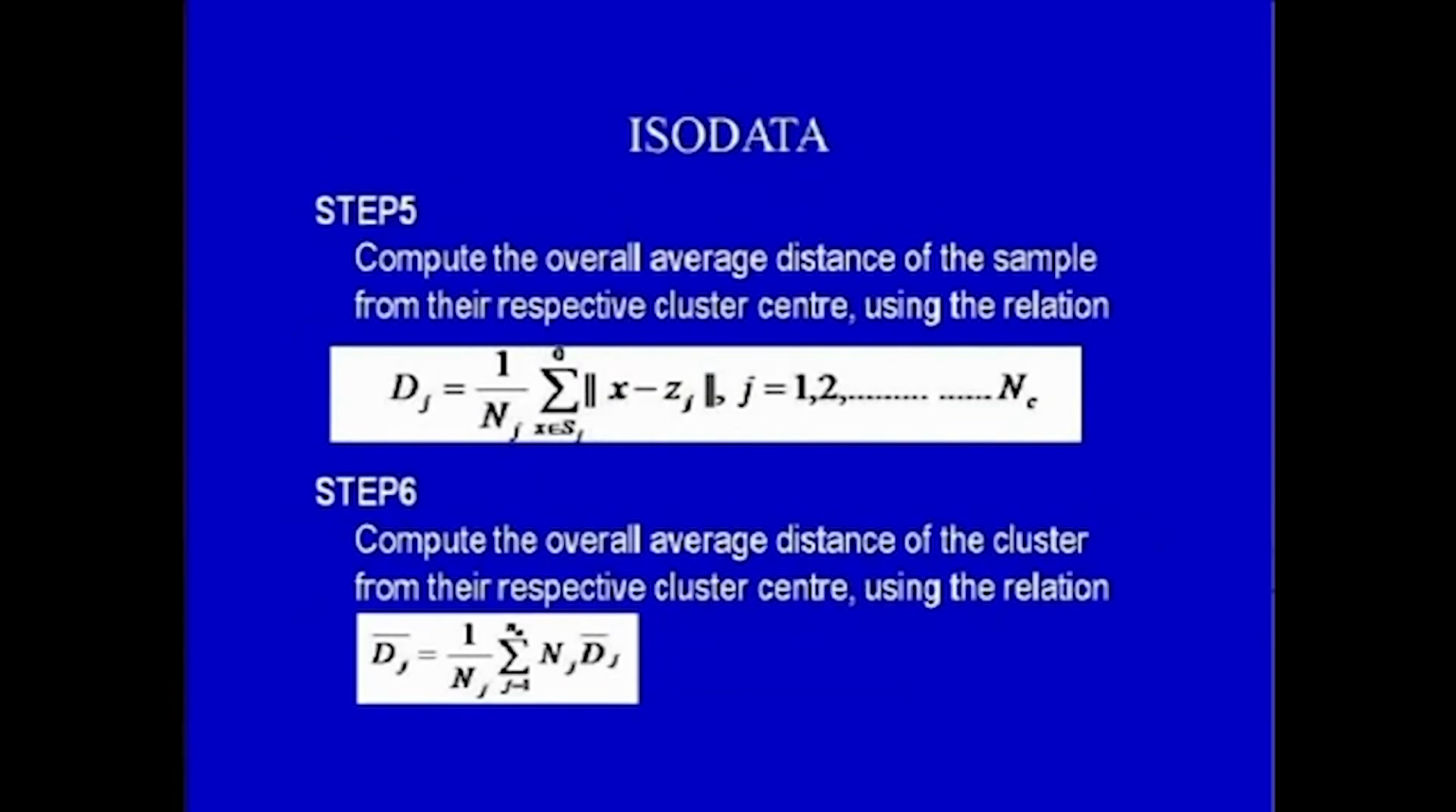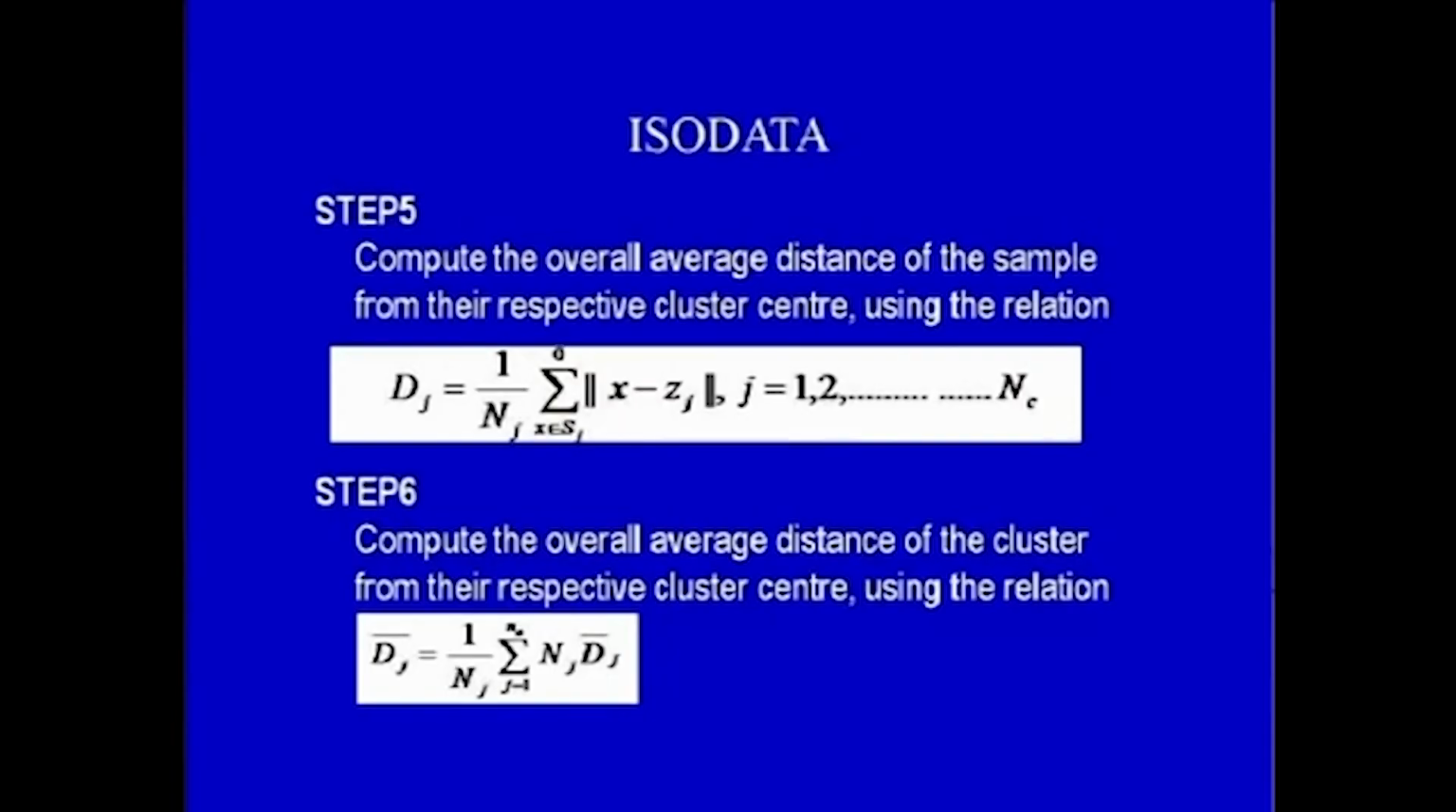In the next step, that is step 5, we now compute the overall average distance of the samples from their respective cluster centers using the following relationship. Basically, in this particular step, we are looking at the compactness of the cluster, that is its density or the spread of information. A small value of d j is indicative that the cluster is a compact one.